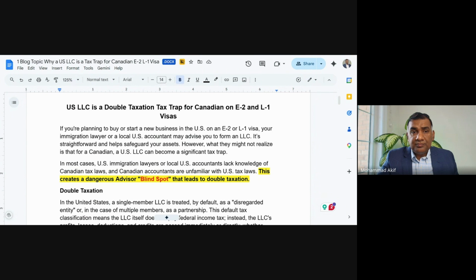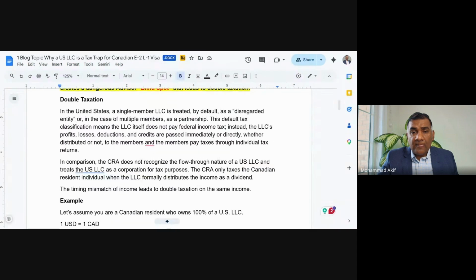Okay, so why is there double taxation? The way this works is that the US LLC on the US side is considered a disregarded or pass-through entity. Big, legal, fancy words. You don't need to understand them. The only thing you need to understand is how they're taxed. A US LLC is taxed just like a sole proprietorship. Just like in Canada, if you have a sole proprietorship, you report on your T1. Same thing on the US side. It's considered a sole proprietorship.